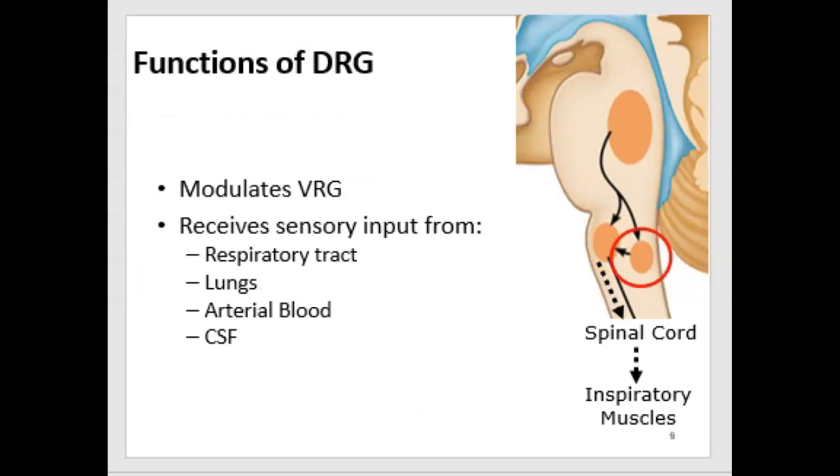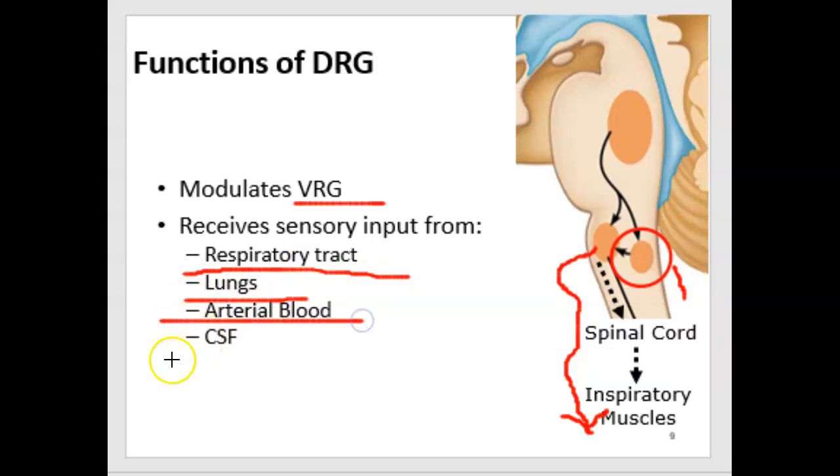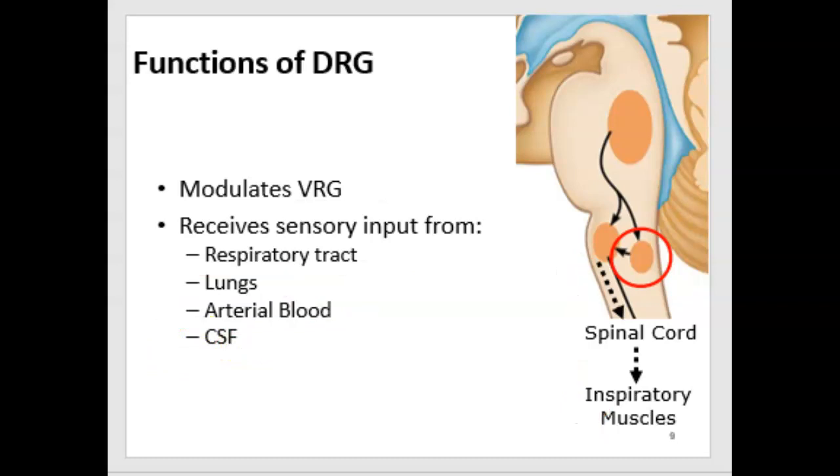Now let's look at the DRG, or the dorsal respiratory group, and I have that one circled in red here. We already know that it sends signals to modulate the ventral respiratory group so that whatever is sent out from the ventral respiratory group is adequate for what state the body is in. So the DRG has to receive sensory input, and it does so from the respiratory tract, from the lungs, and from the bloodstream, as well as the cerebral spinal fluid.